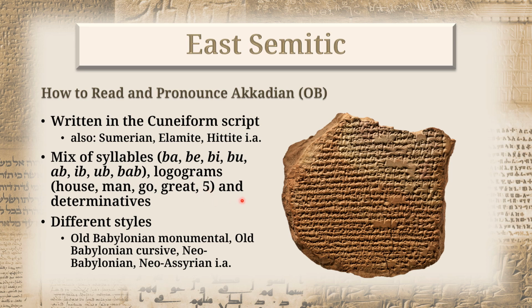And determinatives. You will see in my examples exactly how it works, but a determinative is simply a sign that tells you what the following or the preceding sign means, so whether it's a proper name or a place name, a word for some kind of tool or something like that. There are many different styles of cuneiform writing as well: Old Babylonian monumental, Old Babylonian cursive, Neo Babylonian, Neo Assyrian, etc. And I will show you examples for those different styles of cuneiform writing.